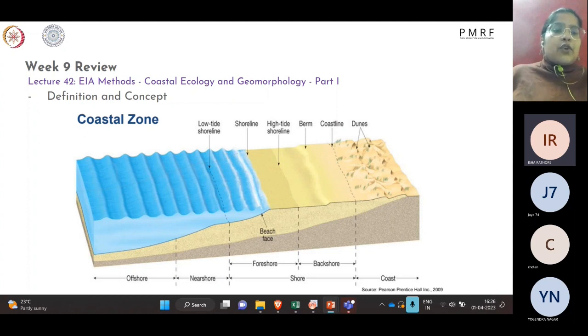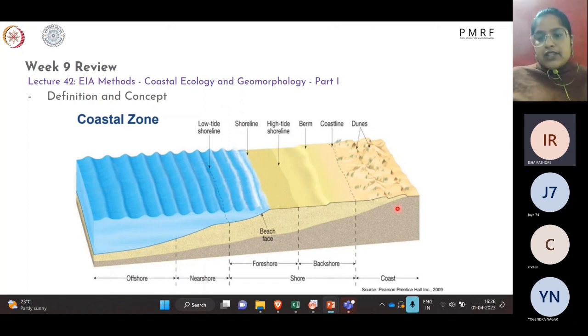And then let's move on to coastal ecology and geomorphology. So this is part one. Lecture 43 is part two. So we have certain definitions and concepts relating to coastal ecology and geomorphology. First is the coastal zone. So we have different coastal zones.